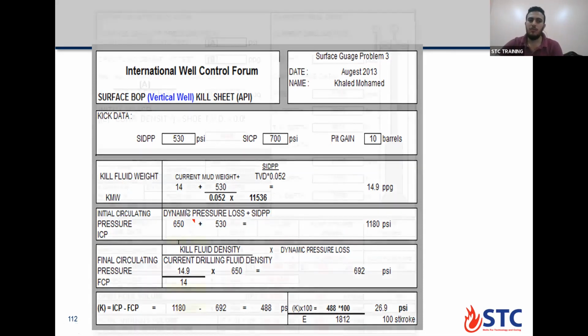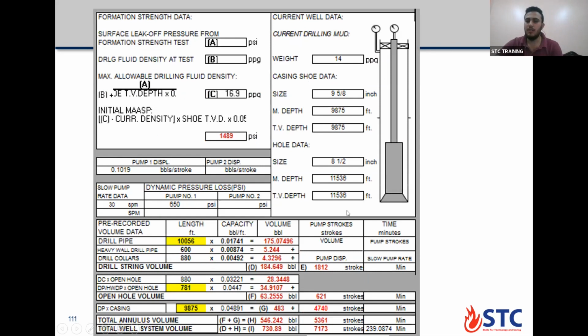So starting from the beginning, after taking our blank kill sheet, we need to put our given data here on the figure. So casing setting depth, TVD and measured depth, the same thing. This gives you an indication our well is a vertical well. So here the TVD of the casing setting depth, casing shoe. Then here the hole depth, at the time we already took a kick, okay? So let's share with you our whiteboard for further clarification.